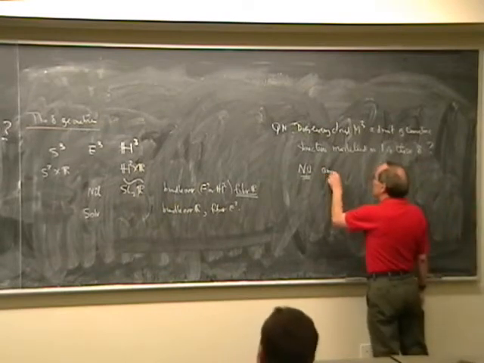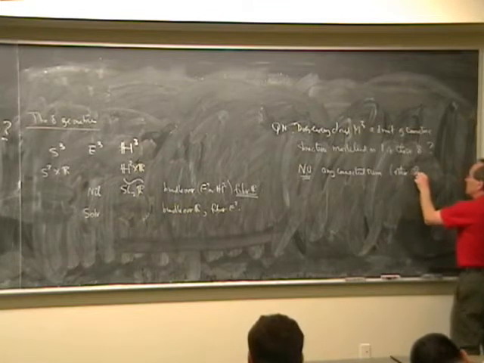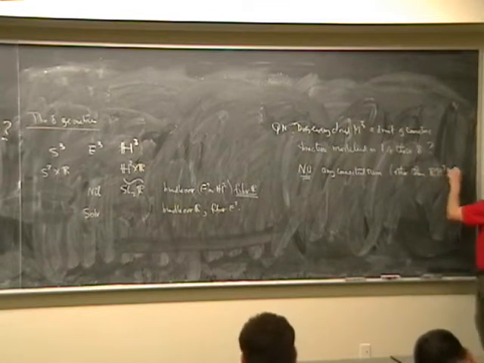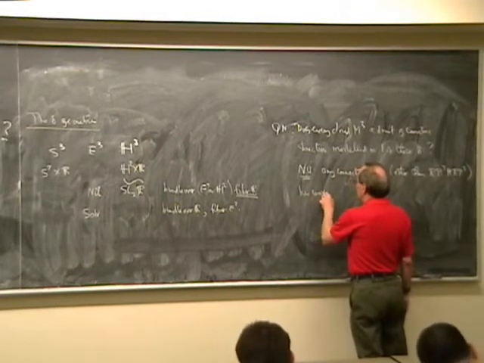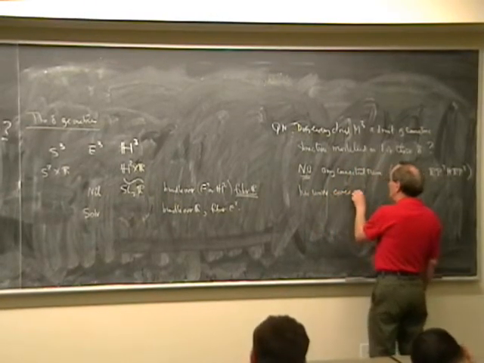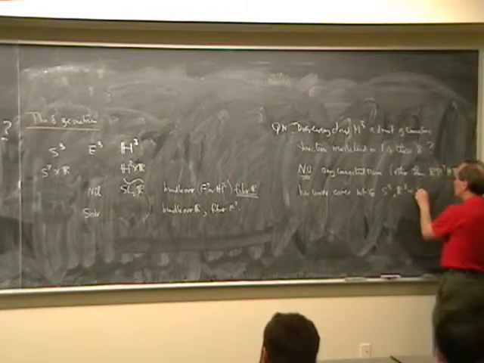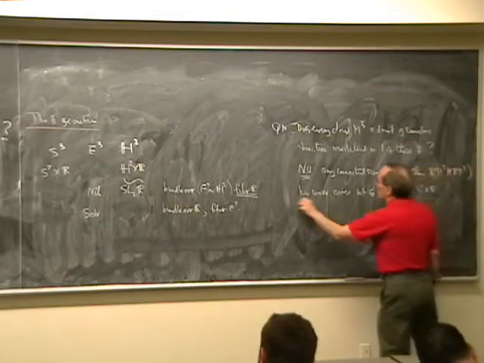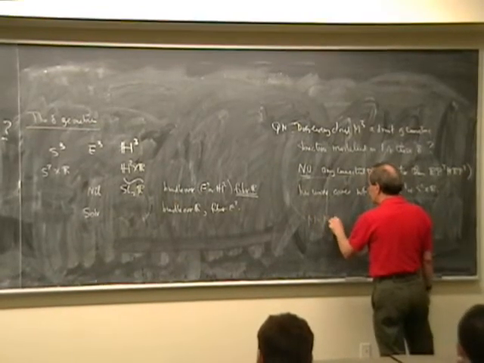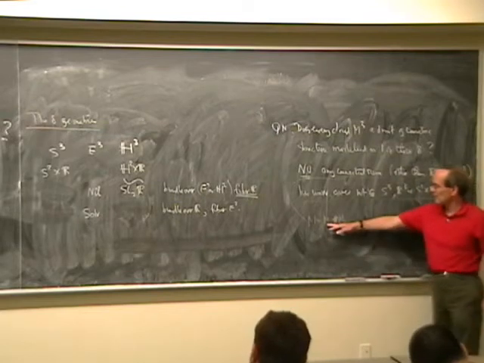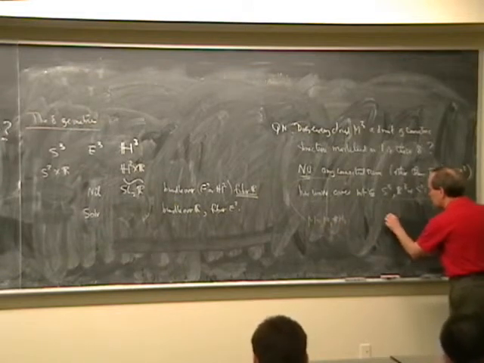And in fact, any connected sum other than RP3 has universal covering not homeomorphic to S3, R3, or S2 cross R. So why is that? Well, if you have a connected sum, what that means is you take the closed manifold M1 and remove a ball from it, do the same to M2, and then glue them together along the resulting sphere. So we get a two-sphere in the middle of the manifold.